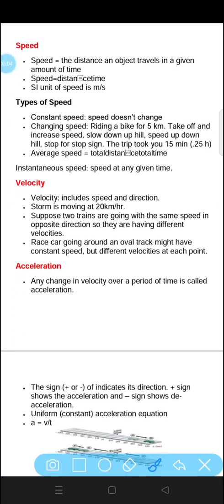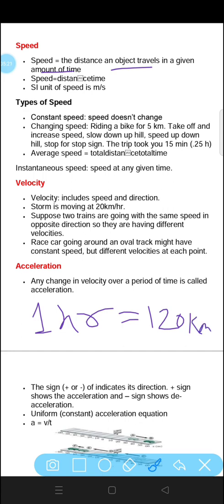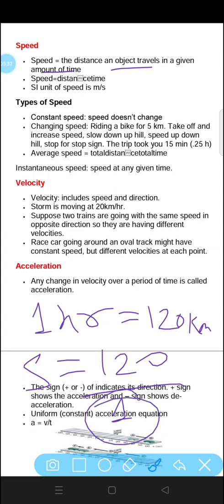Next is speed. Speed is the distance an object travels in a given amount of time. How much distance is being traveled in a given time? If we talk about 1 hour, if any train is covering 120 kilometers in 1 hour, then the speed of the train will be 120 upon 1, or we can say 120 kilometers per 1 hour. So, this will be the speed of the train.